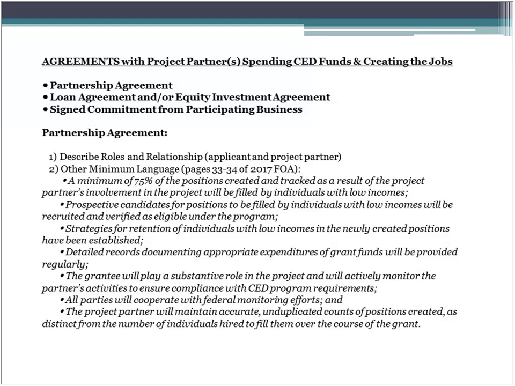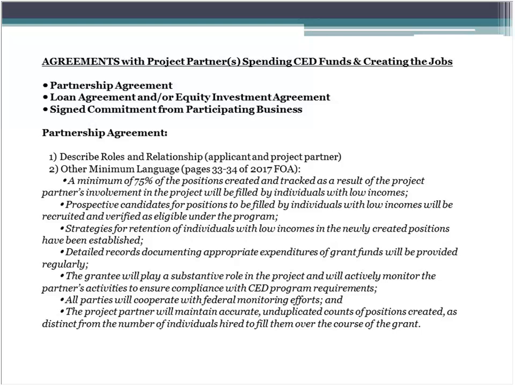So the first agreement, again, is between the applicant and the partner spending the CED funds. So you would basically describe the roles and relationships of each of you, and this language is minimum language. This is literally lifted out of last year's announcement. But basically, the partner receiving the funds is on the hook.